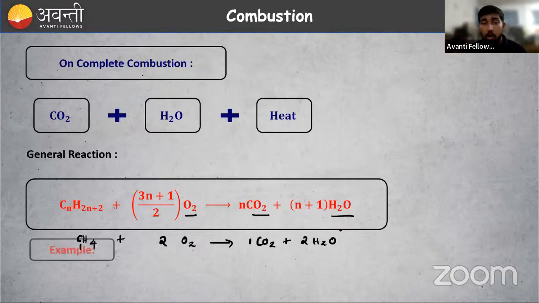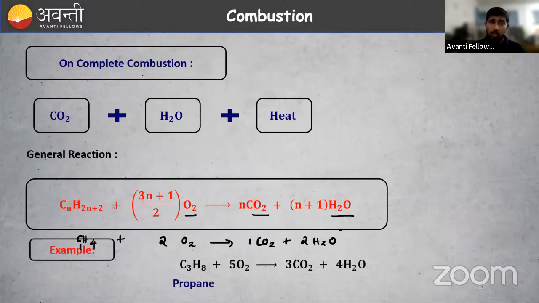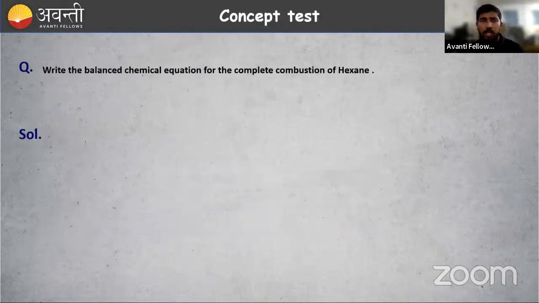I will give you one example. C3H8, so n is equal to 3. 3 into 3 is 9, 9 plus 1 is 10, 10 divided by 2 is 5, so 5O2. Which products are obtained? CO2, and how many? The value of n, that is 3 CO2. Plus (n plus 1), 3 plus 1, that is 4 H2O. That is our combustion reaction, and this is the general equation. If you remember the general equation, it will be very easy for you. Right? So that is our combustion reaction.